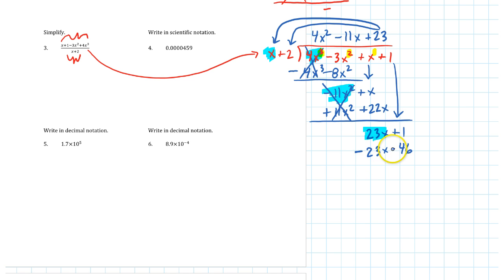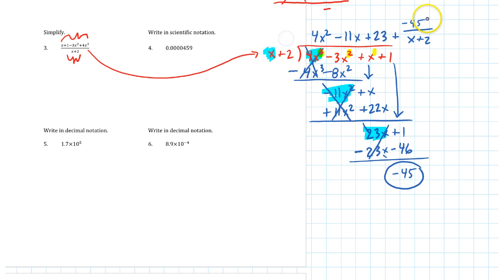Again, I have to subtract. First terms cancel out. This gives me negative 45. So this is my remainder since there's no other terms to bring down. So it's going to be plus negative 45 over the divisor, x plus 2. So here is my answer.